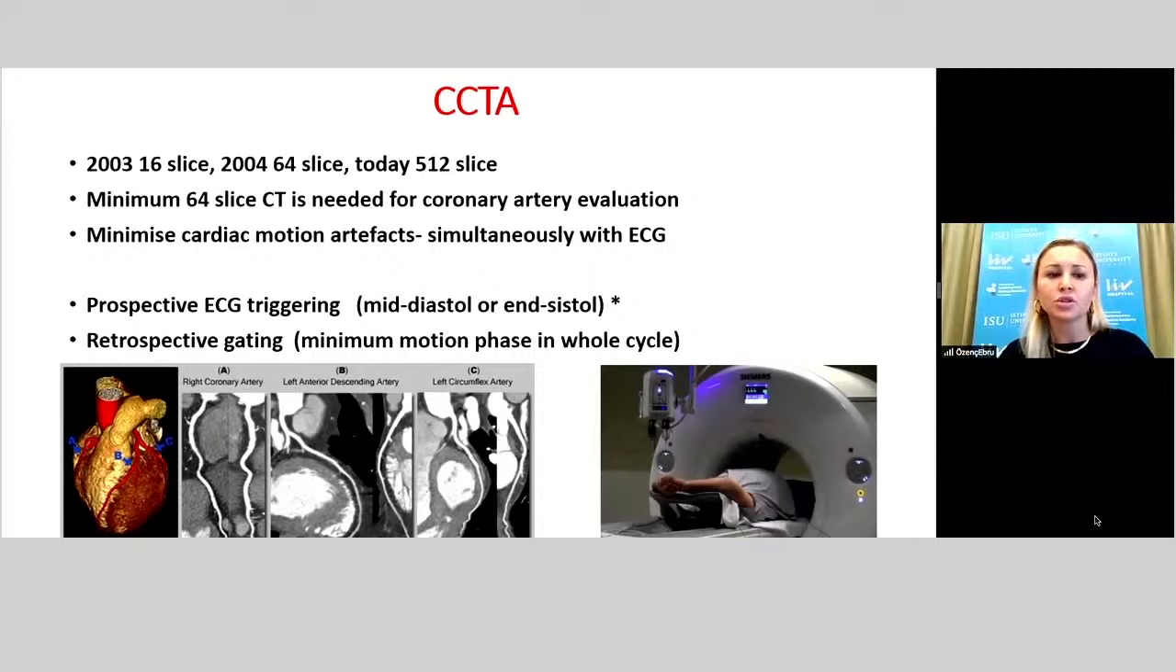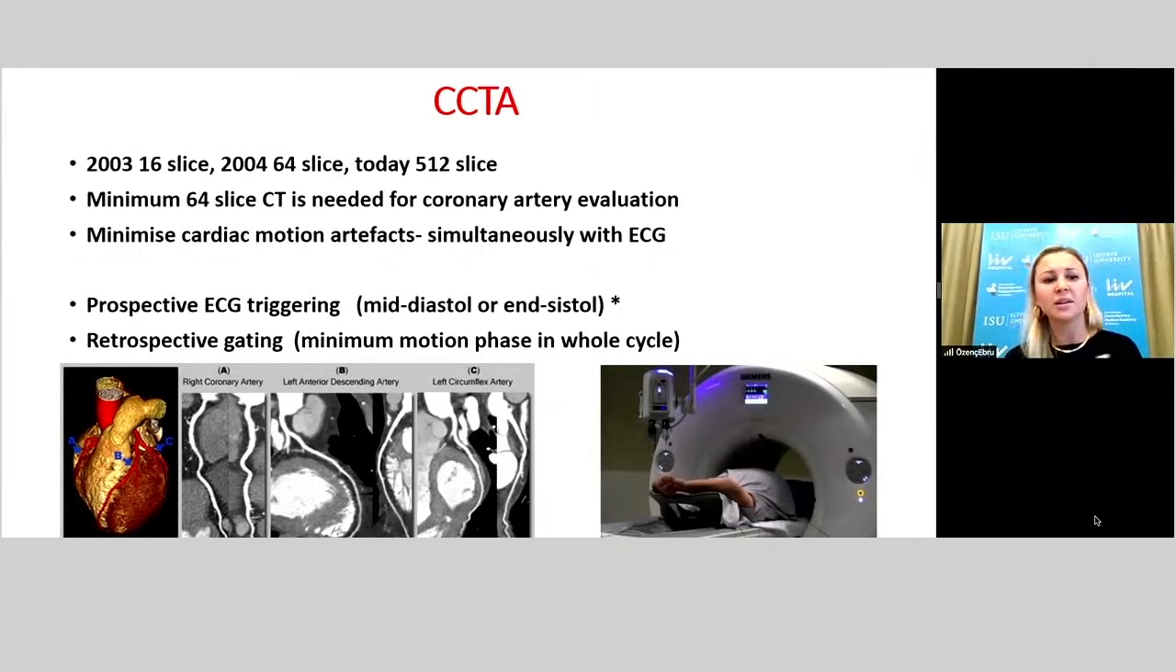And to minimize the cardiac motion artifacts, it's performed simultaneously with ECG. And so two techniques are applied in coronary CT angiography. One is prospective ECG triggering, which is evaluated during mid-diastole or end-systole. And we can take the portion of the mid-diastolic or end-systolic phase in which the motion artifacts are minimized. So prospective ECG triggering is the diagnostic modality in which cardiac artifacts are minimized.